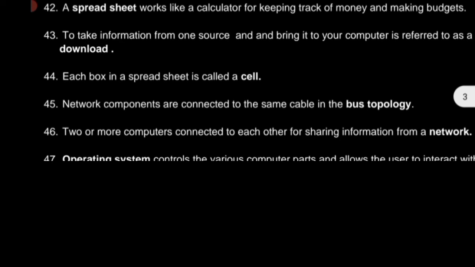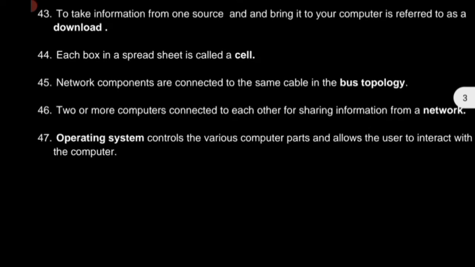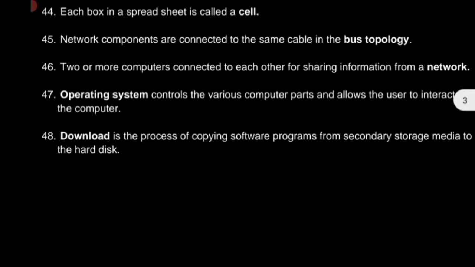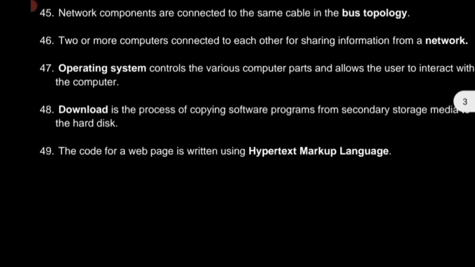42 point is a spreadsheet works like a calculator for keeping track of money and making budgets. 43 point is to take information from one source and bring it to your computer is referred to as a download. 44 point is each box in a spreadsheet is called a cell. 45 point is network components are connected to the same cable in the bus topology.